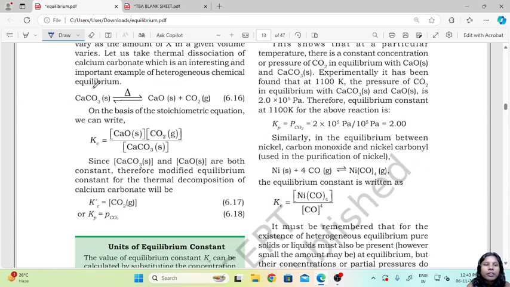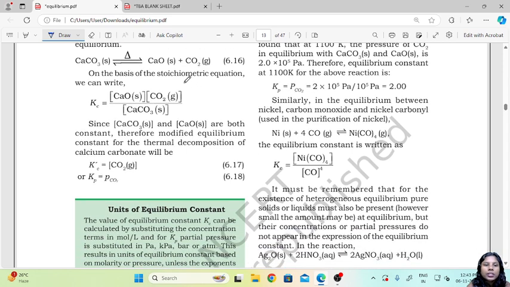One simple example we are going to talk about here is the calcium carbonate example, that is, its thermal dissociation. So we have calcium carbonate which is thermally getting dissociated into calcium oxide and carbon dioxide. Now on the basis of their stoichiometry, we can write a Kc, the product of the concentration of the products upon the concentration of the reactants.